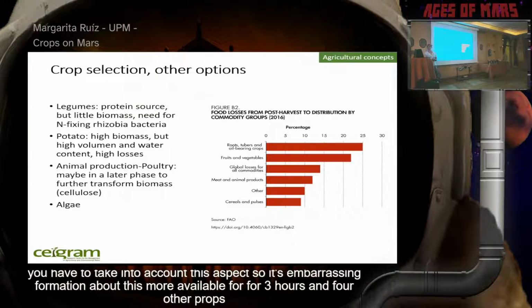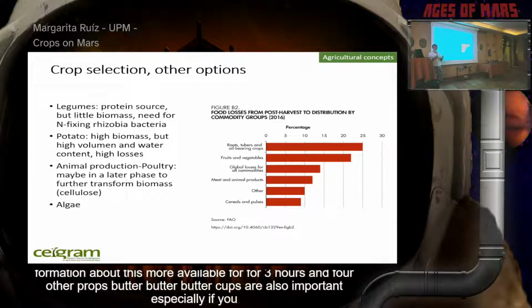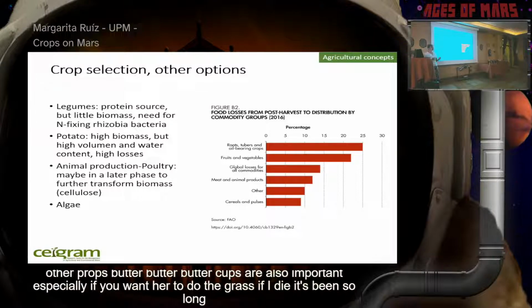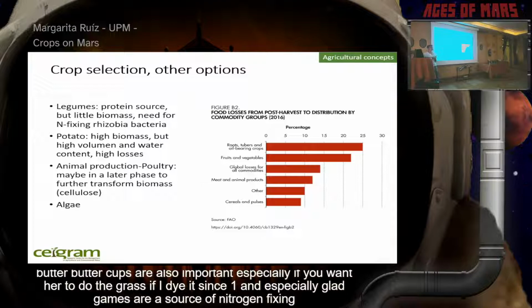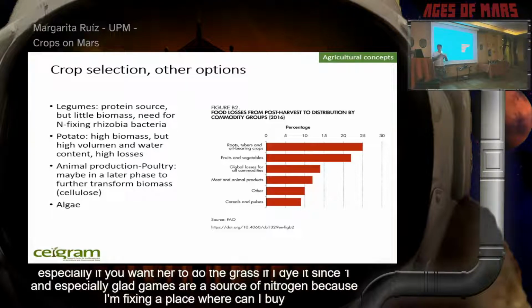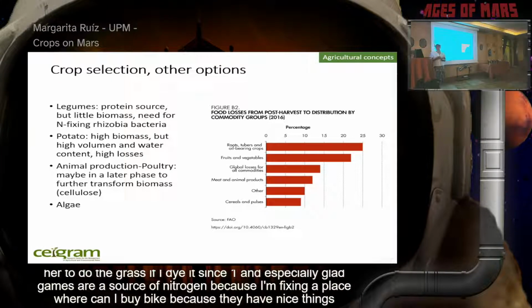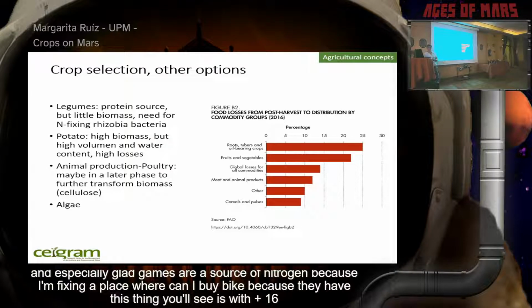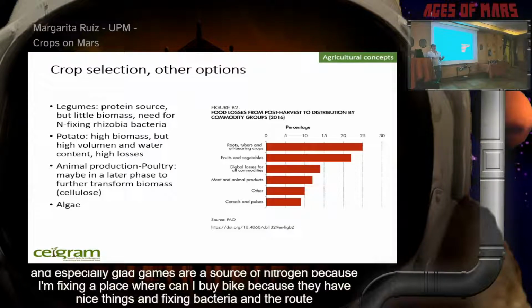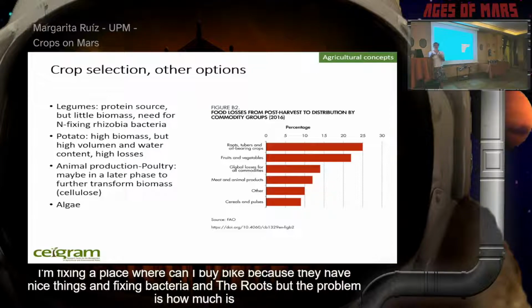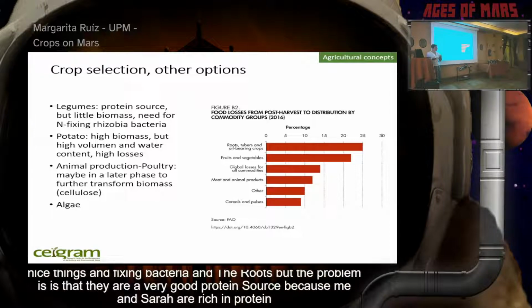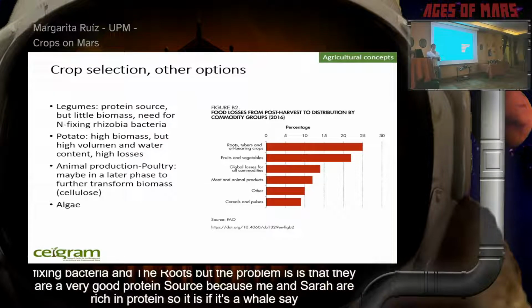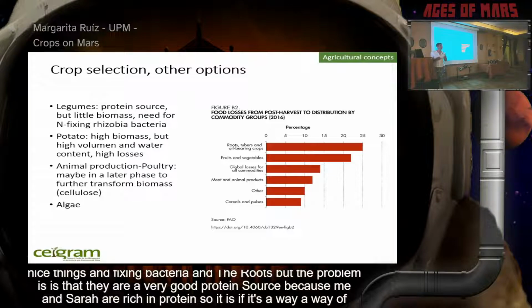But other crops are also important, especially if you want to diversify diets, and especially legumes are a source of nitrogen, because legumes have the ability of fixing atmospheric nitrogen because they have this symbiosis with nitrogen-fixing rhizobia bacteria in their roots. The advantage is they are a very good protein source, because beans are very rich in protein. So it's a natural way of producing nitrogen and protein for humans.